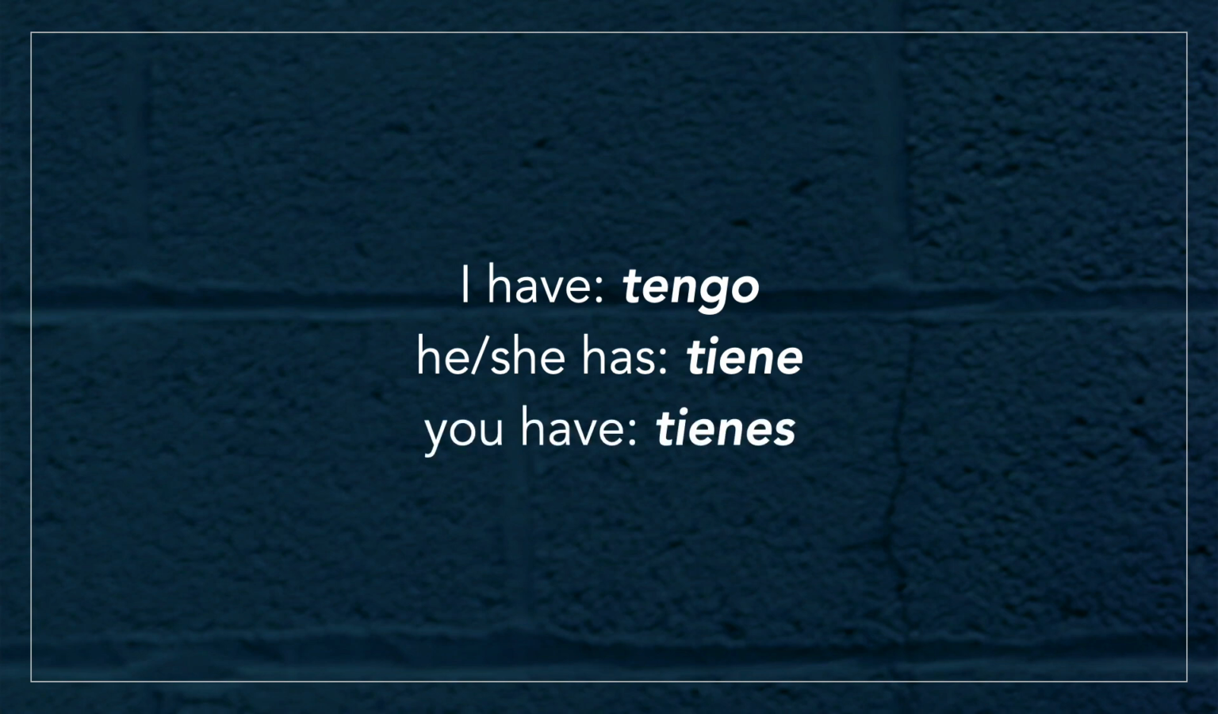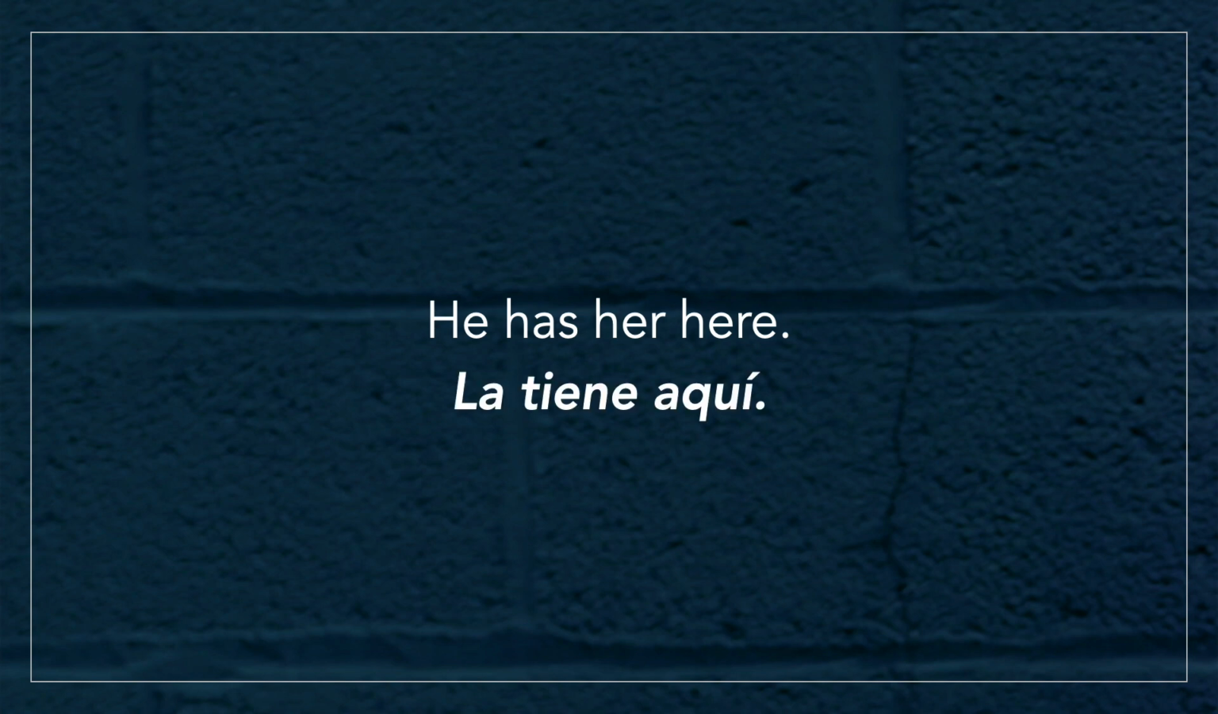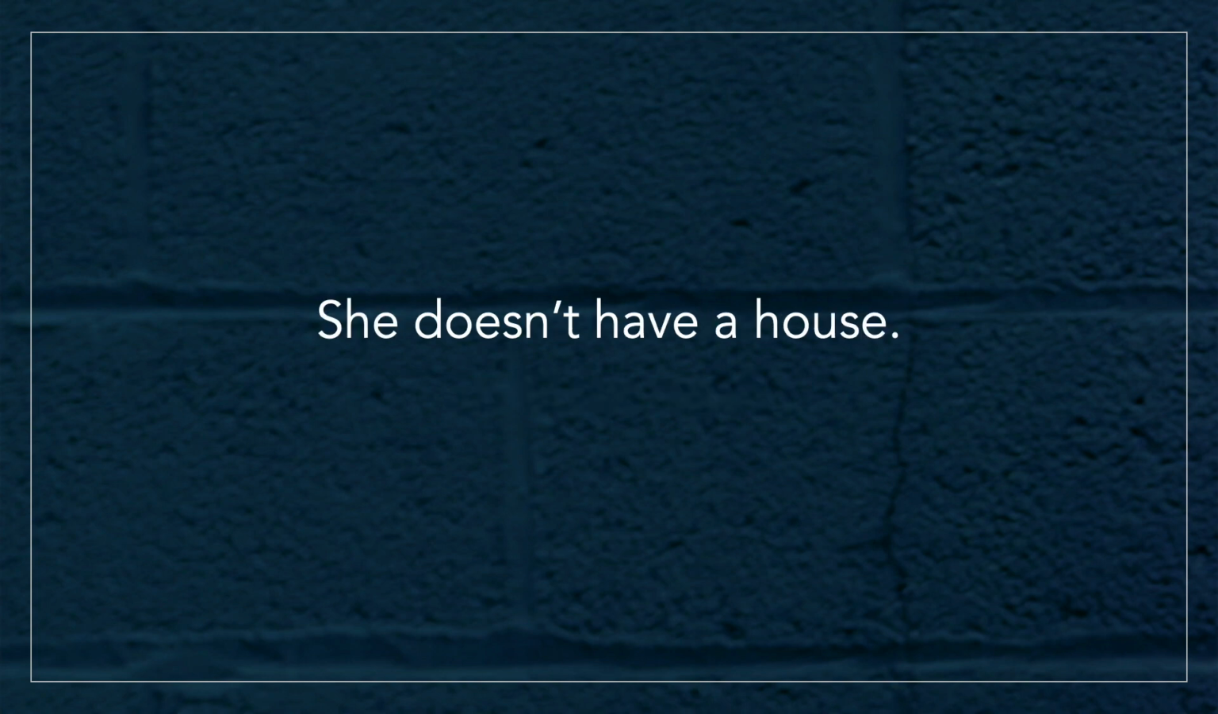The word for he, she, or it has is tiene. And the word for you have in an informal voice is tienes. Here are some examples. Do you have that? ¿Tienes eso? He has her here. La tiene aquí. She doesn't have a house. Ella no tiene una casa.